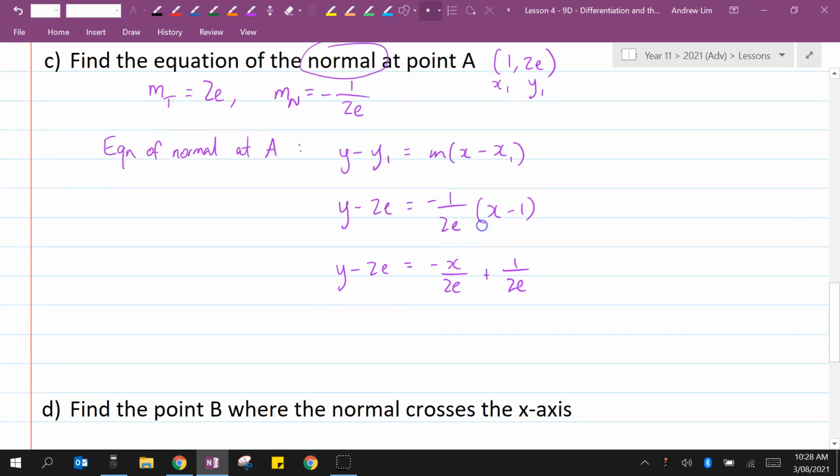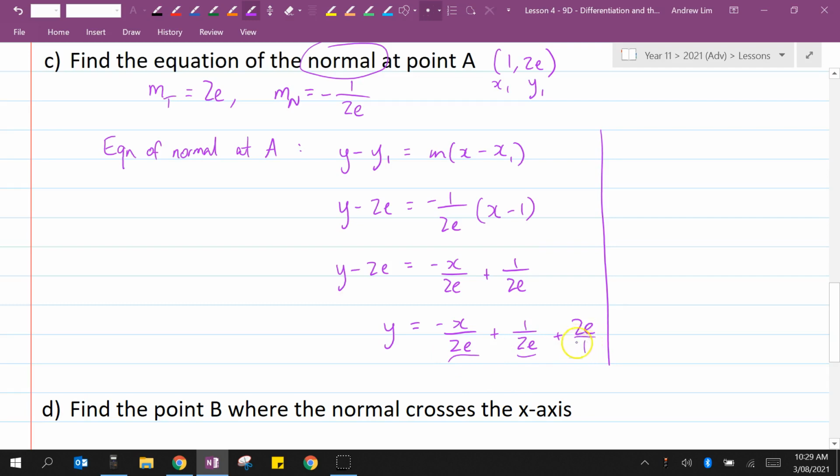I'm going to add 2e to both sides over here. I'm going to add that to both sides to make it y is equal to negative x over 2e plus 1 over 2e plus 2e. Now I can tidy this up and make it one big fraction, which means I need a common denominator. This one says 2e, this one says 2e, but this one's over 1.